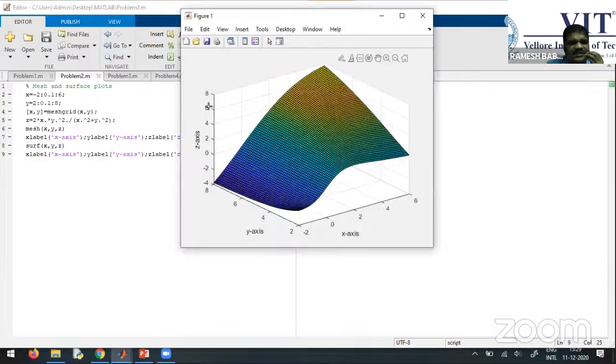So that's what this z is having. Y-axis: 2 to 8, then minus 2 to 6. Z is a multiplication. According to this multiplication, the values will be obtained and meshed.